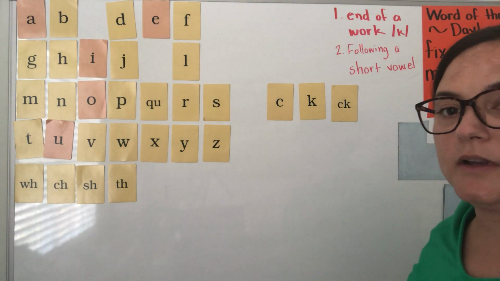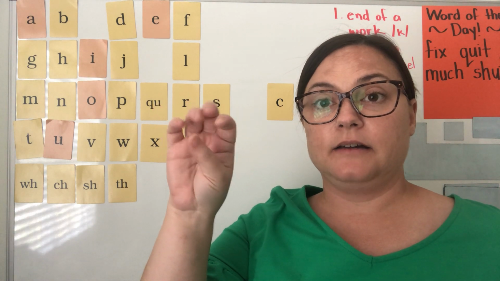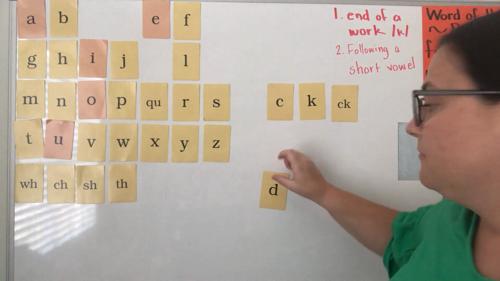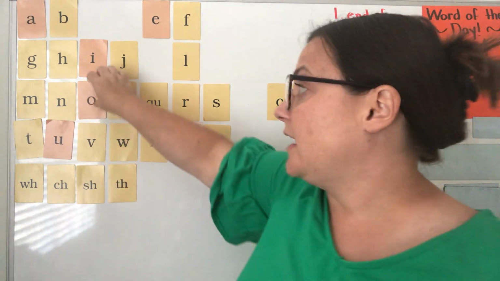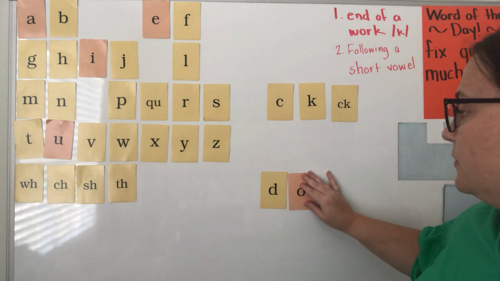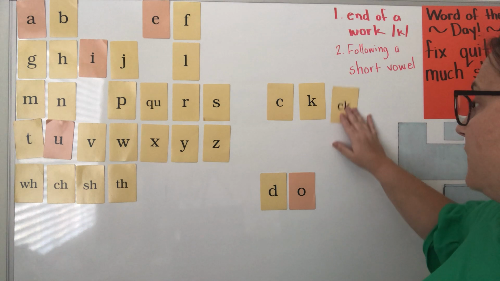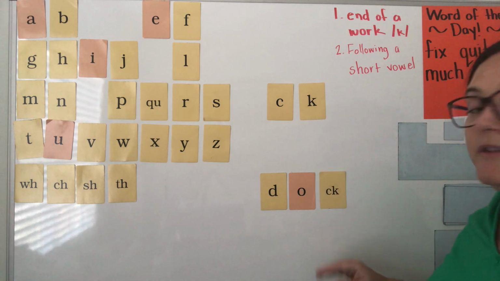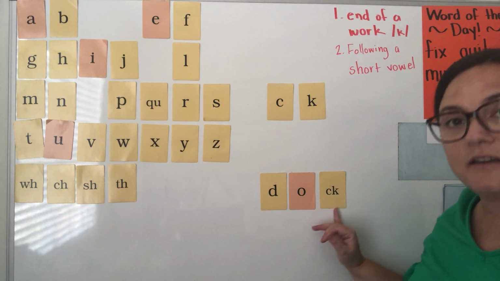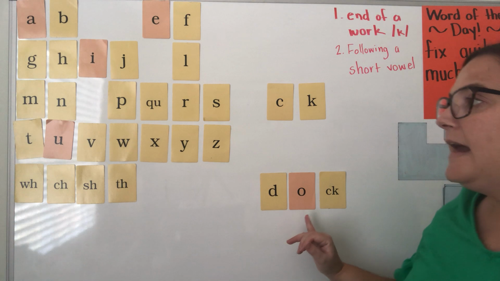Let's try another one. Dock. Ready? Dock. D is my first sound. My next sound is ah, so that's short O. Okay, short O, d, ah, k. Oh, hold on, let me slow down. It's followed by the k sound, so I know to use CK.